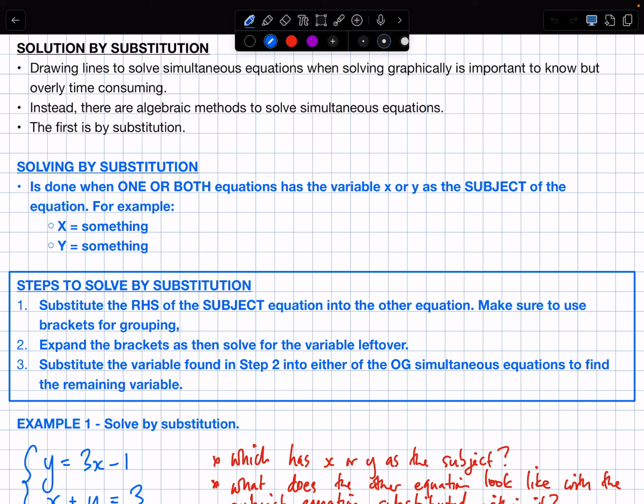So you tell me, does that have x or y as the subject? Is x or y all by itself on one side? No, it's not by itself on one side. It doesn't say x equals something or y equals something. It says x and y equals something. What about this one? Y is equal to 3x plus 2. Yes. That has y as the subject. What about this one? X is equal to 3y take 5. Does that have x as the subject? That's what I mean. Okay?